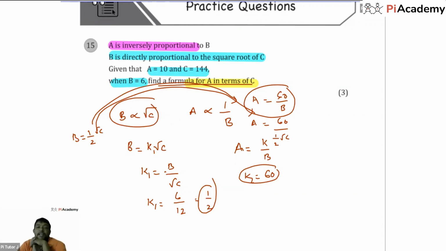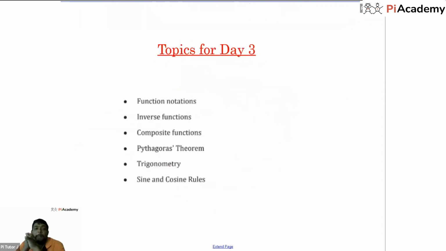For tomorrow's class, we'll be doing trigonometry. It's very important again. For some, trigonometry is difficult, and tomorrow I'm going to teach some very easy methods to remember trigonometric questions. We'll also do function notations, inverse and composite functions, Pythagoras theorem, and then trigonometry. So tomorrow is a very important class. Please be present.